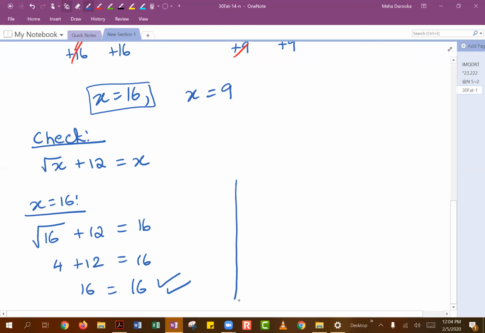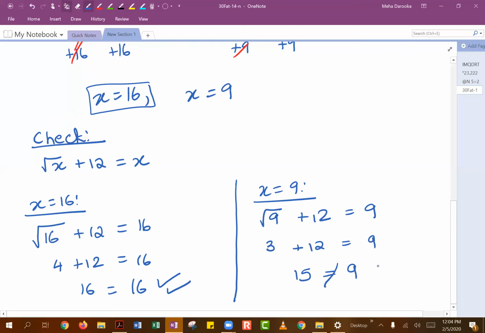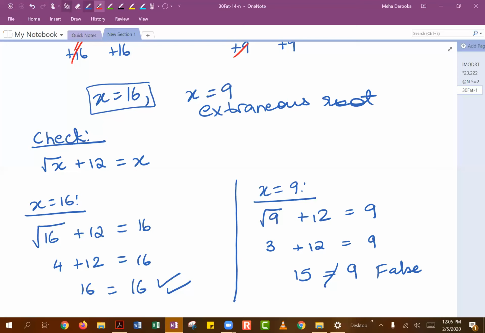Now let's check for x equals 9. The same thing, square root of 9 plus 12 equals 9. Square root of 9 is 3. And 3 plus 12. Very good. And 15 does not equal 9. That's a false statement, which means this guy is our extraneous root, right? So the one that does not work is the extraneous root that you came up with, which means your solution set, very good, will just be the 16.